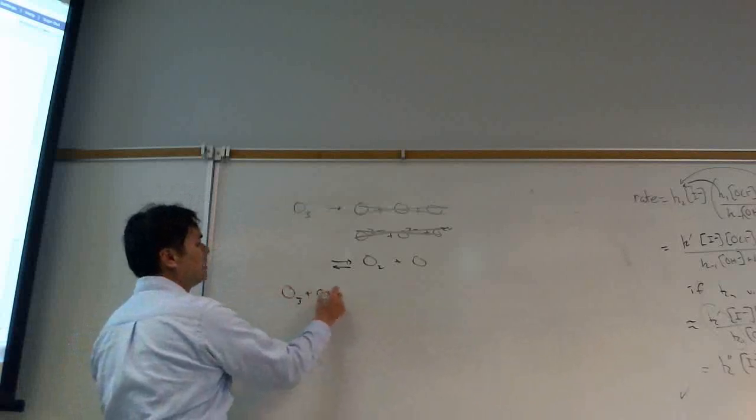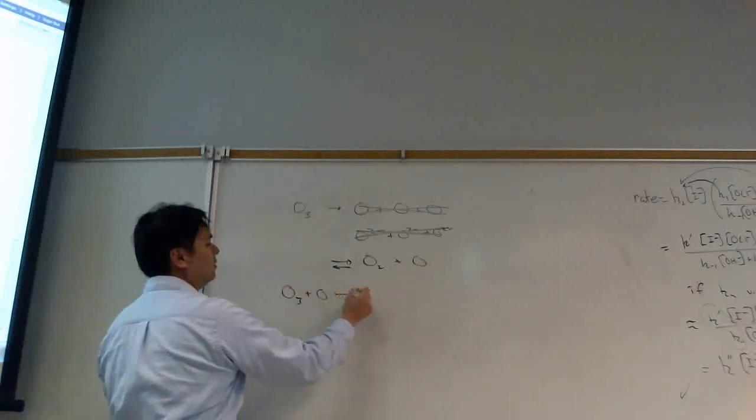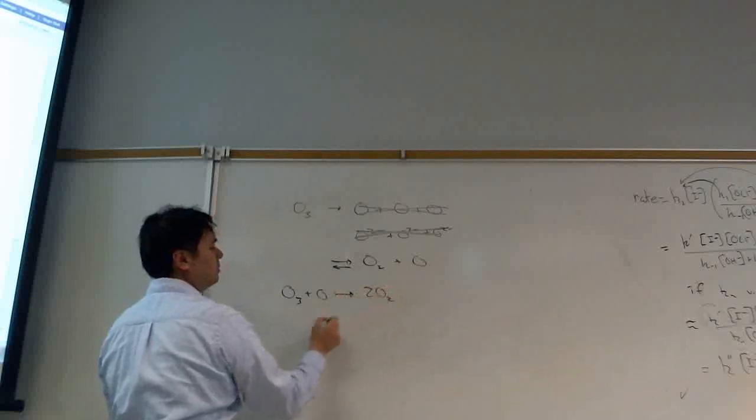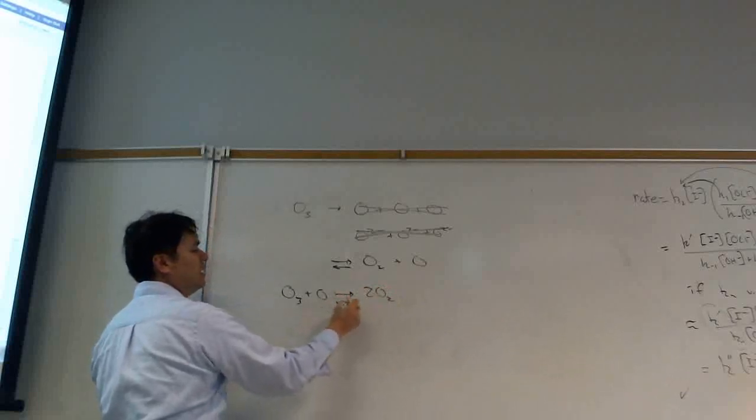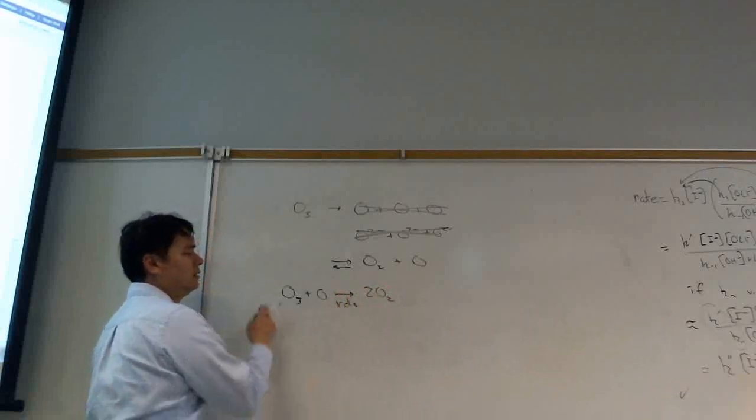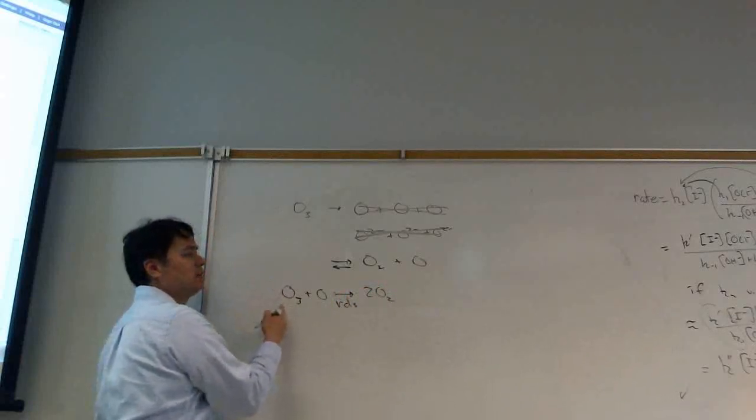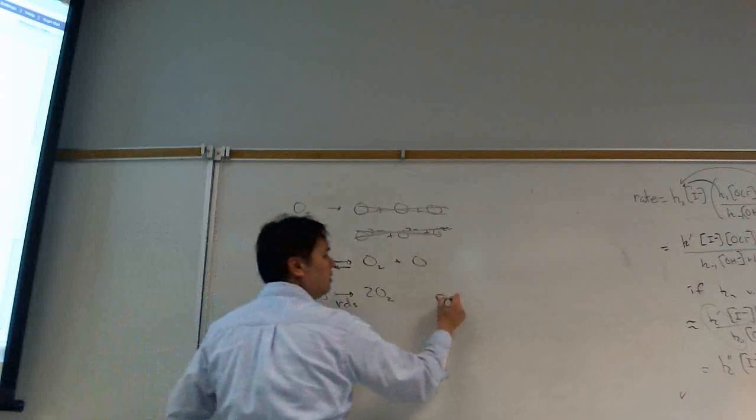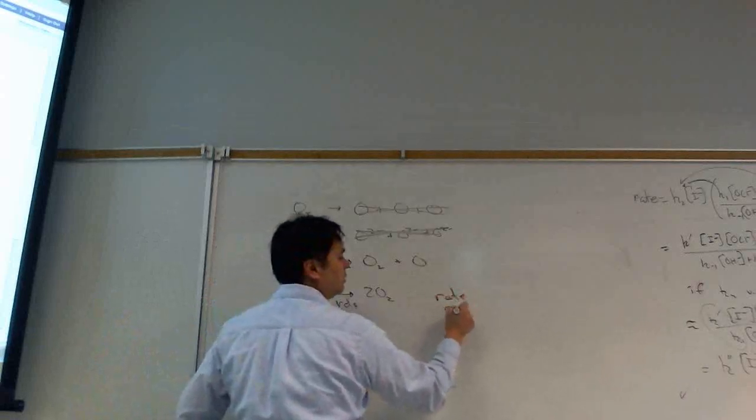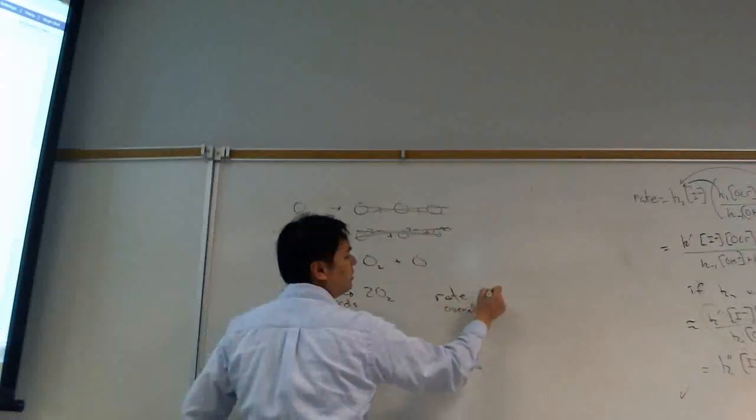O3 plus atomic oxygen yields 2 O2s. Okay, this would be the RDS. So what is the rate law for the RDS step? What is the rate law just for this step? The rate of the overall reaction has to equal the rate of the RDS.